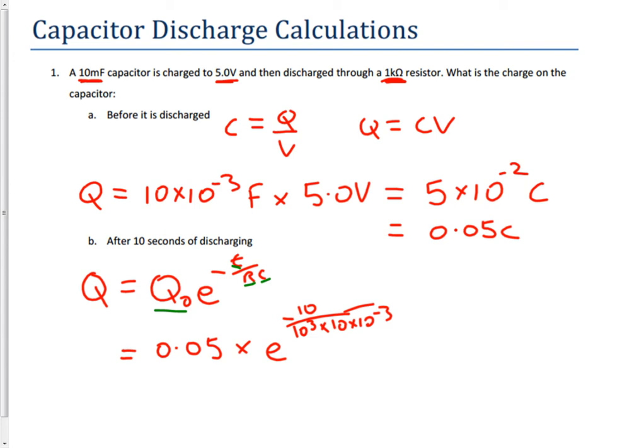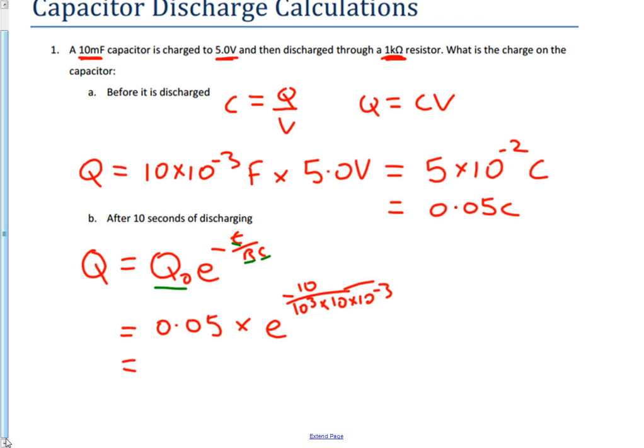Now, depending on what your maths is like, if we look at this exponent up here, actually a whole load of this cancels out, because we've got the 10 to the 3 times the 10 to the minus 3, which cancels out, and then we've got the 10 divided by 10, which cancels out. You're more than welcome to put that into your calculator, but I'm pretty sure it just works out as 0.05 times e to the minus 1.